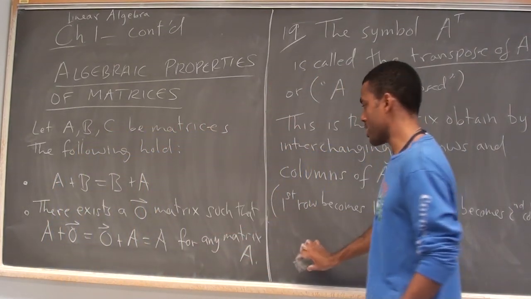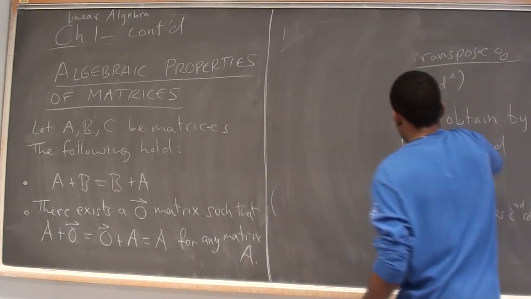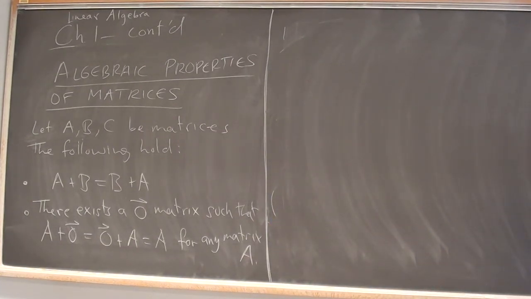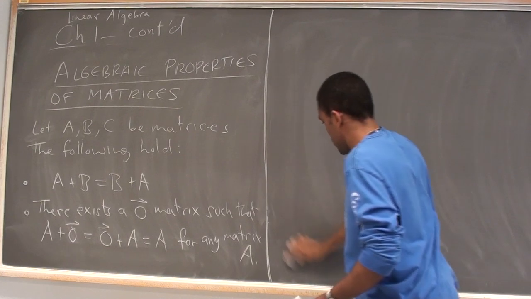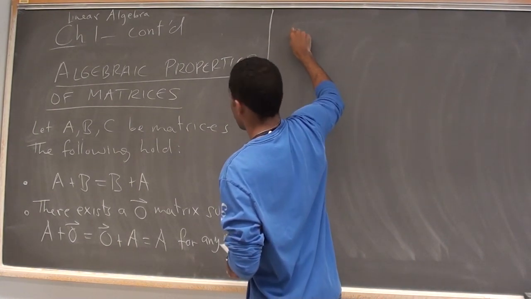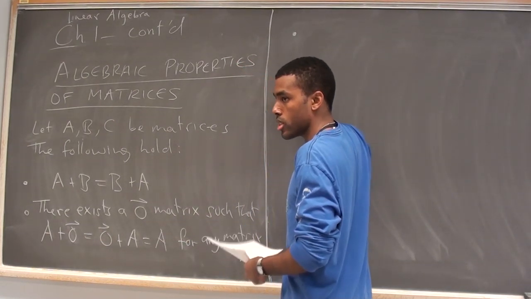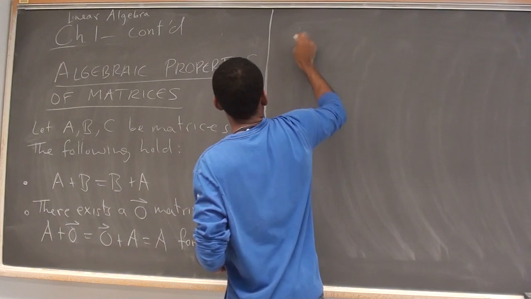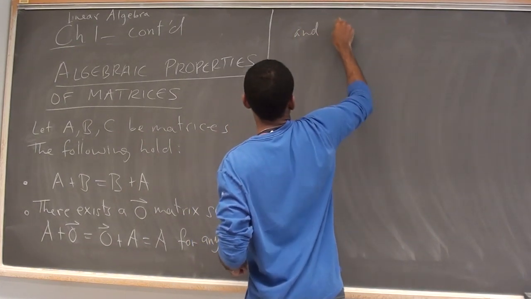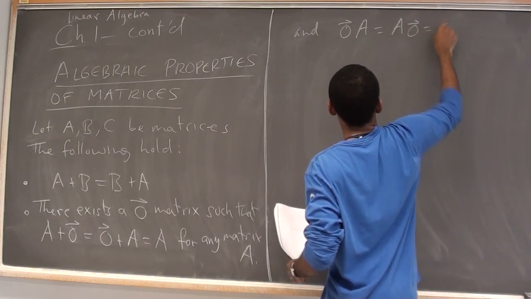There exists such a thing as 0 with matrices. Question: is there something that if you multiply by 0, you get 0? If you multiply by the 0 matrix, you do get 0. You can mention that 0 times A equals A times 0 equals 0.